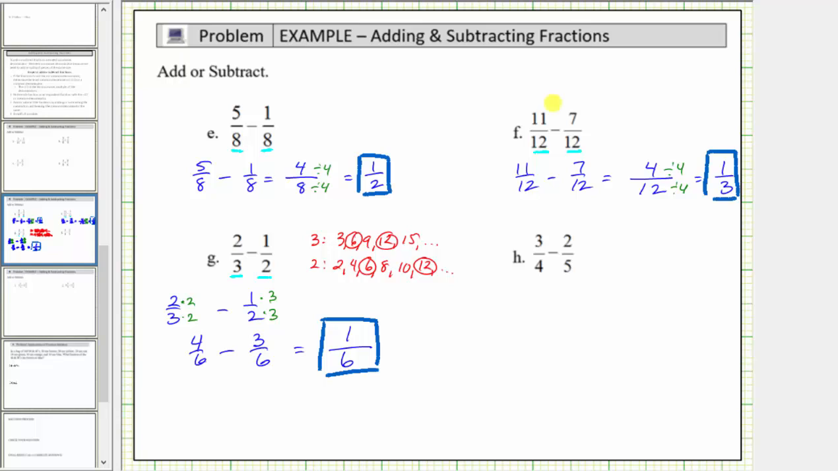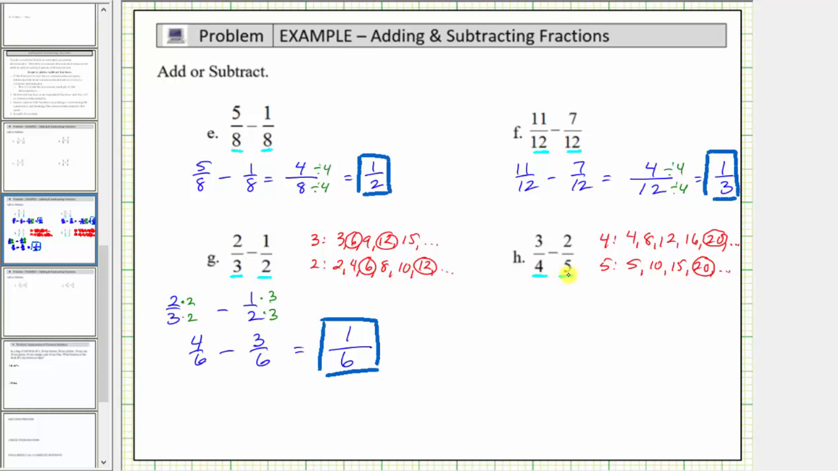Again, notice how we do not have a common denominator, so the first step is to determine the least common denominator, or at least a common denominator. So we'll go ahead and list multiples of 4 and 5. Multiples of 4 are 4, 8, 12, 16, 20, and so on. Multiples of 5 are 5, 10, 15, 20, and so on. Notice the least common multiple of 4 and 5 is 20, which means 20 is the least common denominator.